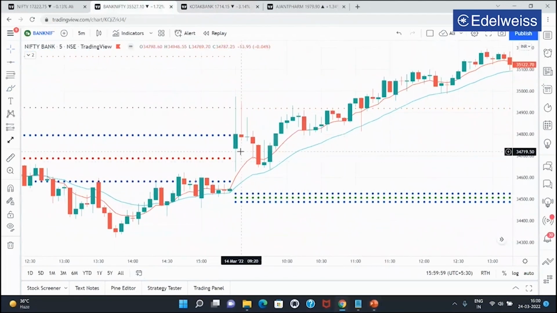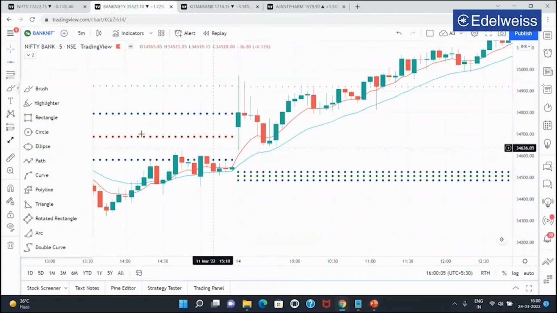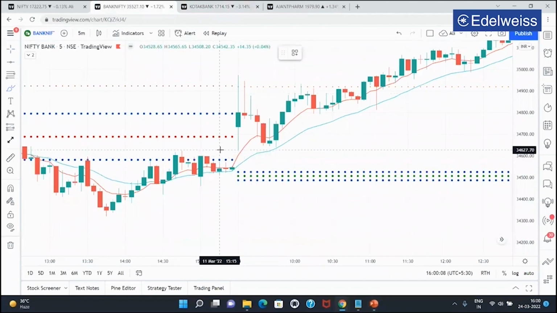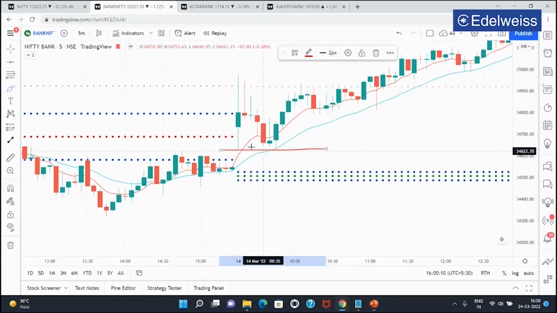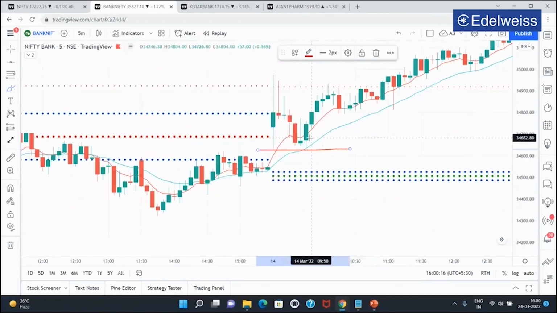See, Bank Nifty, 14th March. You can see the first candle low. This is the low of the first candle. We retraced, and there was a 20 EMA support also. Once we tried to move up, we can go long. First target, first candle high, or there was a pivot also nearby.